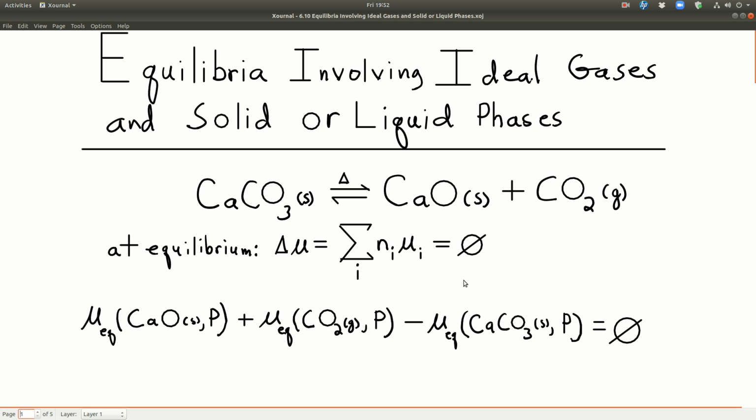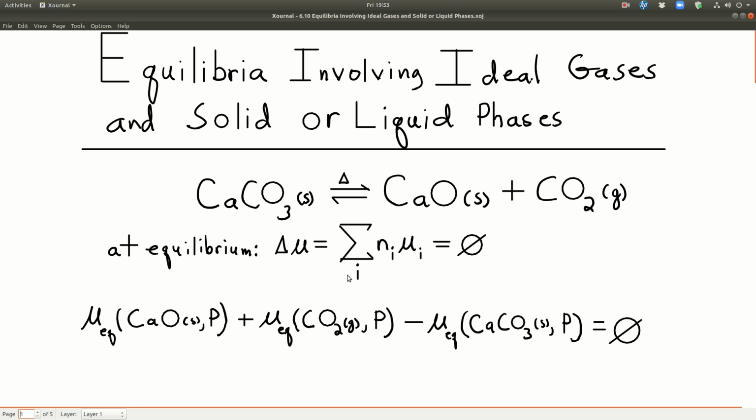Hey guys, so this is section 6.10. We're going to talk about equilibrium involving ideal gases and solid or liquid phases. And we'll use this as an example, the thermal decomposition of calcium carbonate into calcium oxide and carbon dioxide gas.